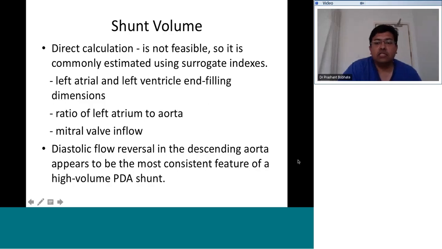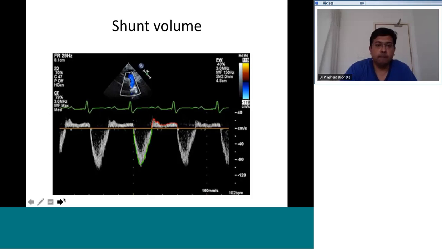So shunt volume, as we know, direct calculation is not feasible, so it is commonly estimated using surrogate indices. What we see is the left atrial and the left ventricular end diastolic dimension, the ratio of the left atrium to the aorta, and mitral valve inflow. Also, what we can see is the diastolic flow reversal in the descending aorta, which appears to be a consistent feature of a high volume PDA.